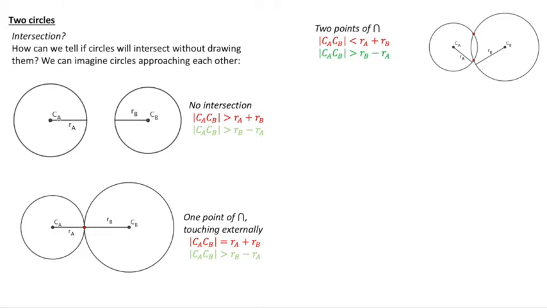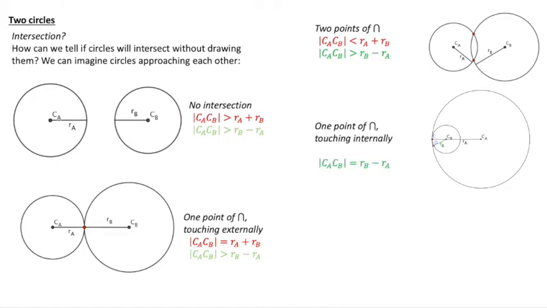So let's have a look at the next situation. Now the circles have moved. I'm imagining the left-hand one moving for some reason, but it's moved across towards the right, and now it's just touching the larger circle in one place. So what are the conditions here? We have one point of intersection, they're touching internally, and what we have here is that the distance between the centres is equal to the difference between the radii.